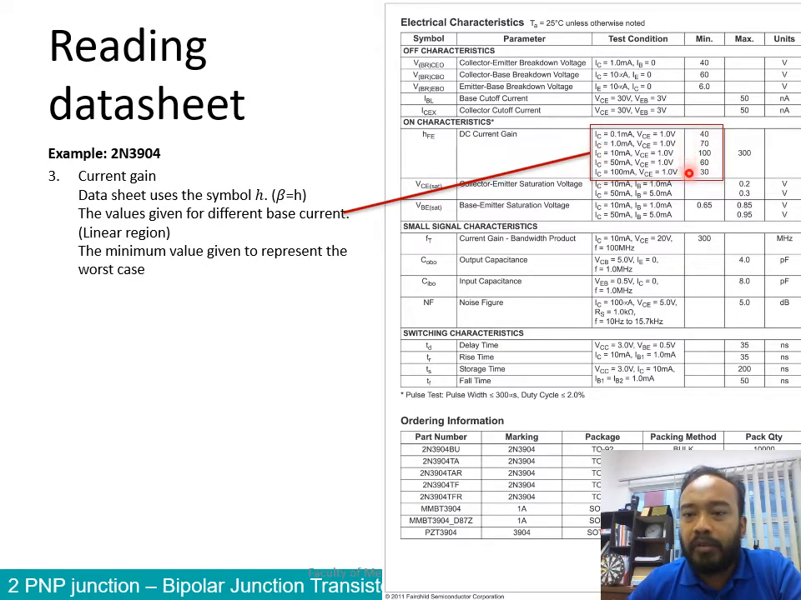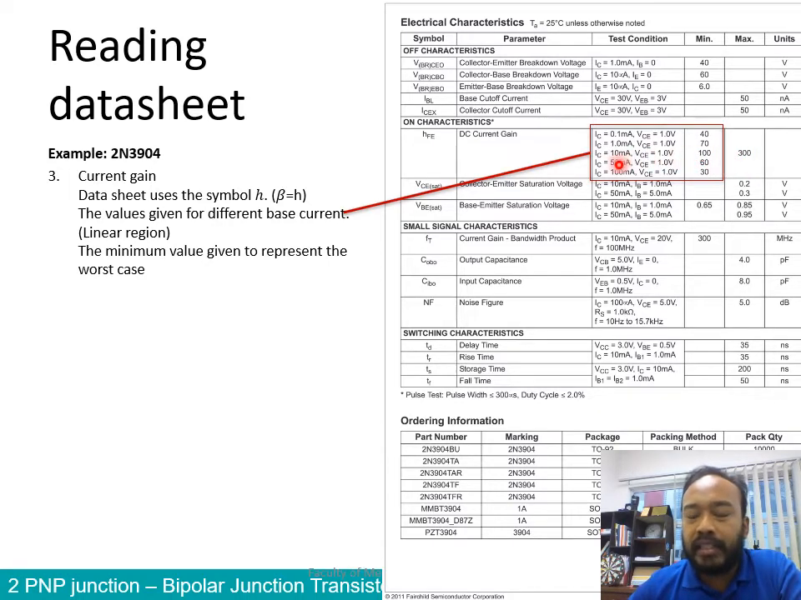It's given in terms of minimum value, because the value could vary from one component to the other, but we have a range of minimum and maximum. So here we have the minimum. It's important to look at the minimum. Why? Because we want to make sure that we have at least that kind of amplification, at least the minimum value of beta, but we could have a maximum value of, for example here, 300.